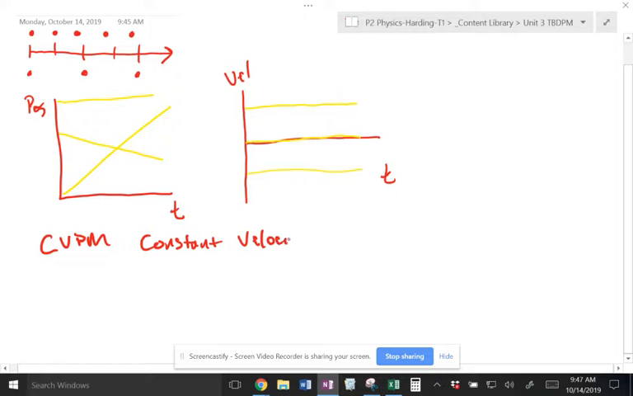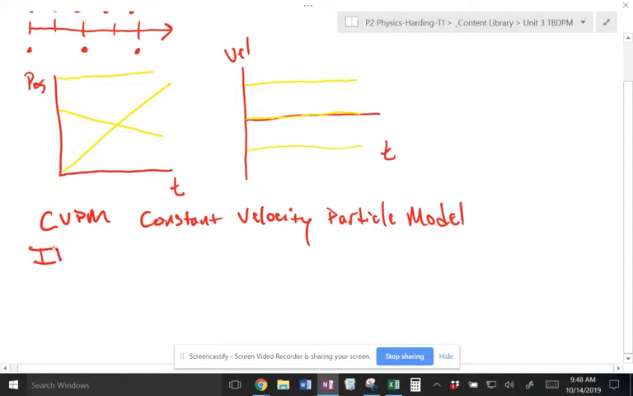All right, so here we go. Constant velocity particle model. In real life, what did you say? Oh, cruise control. Cruise control is an IRL example of CVPM. What are some other IRL examples of CVPM? That's it? Cruise control?